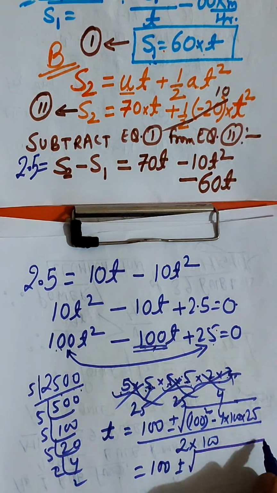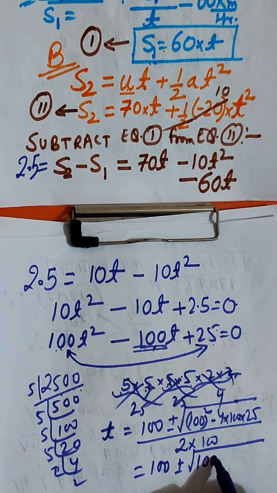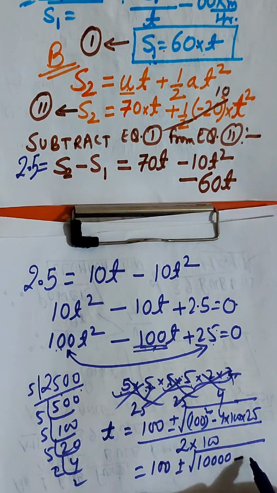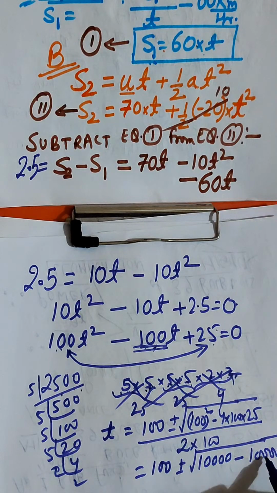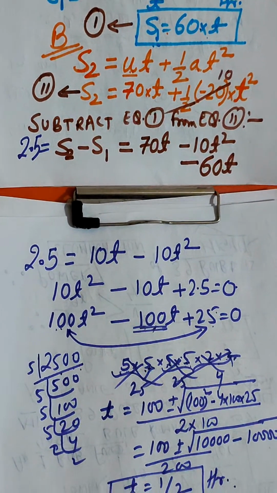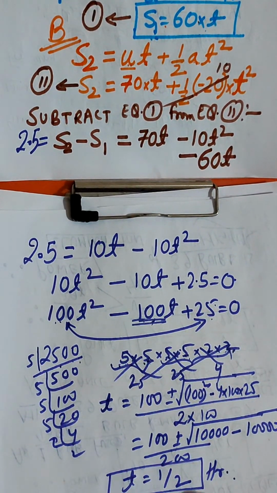So this will give you 100 plus minus root over 100 square, that means 10000 minus 10000. So this will subtract and this will be coming as 0, divided by 200, right? So this will be coming as 1 by 2. So the value of t is calculated as 1 by 2 hour, right? We can see over here the value of t is calculated as 1 by 2 hour.